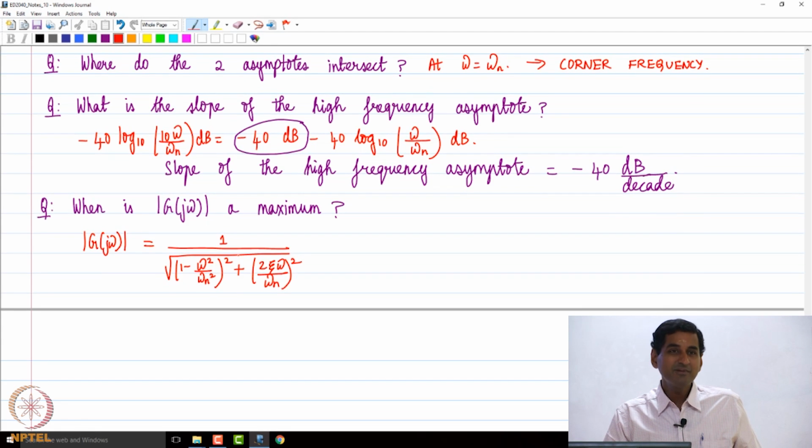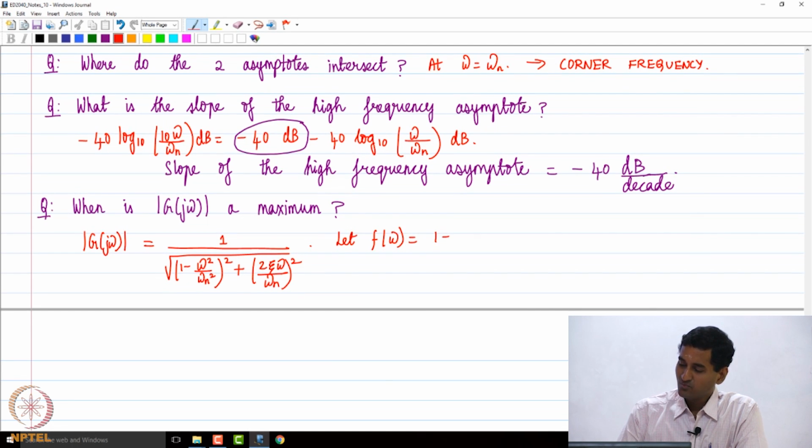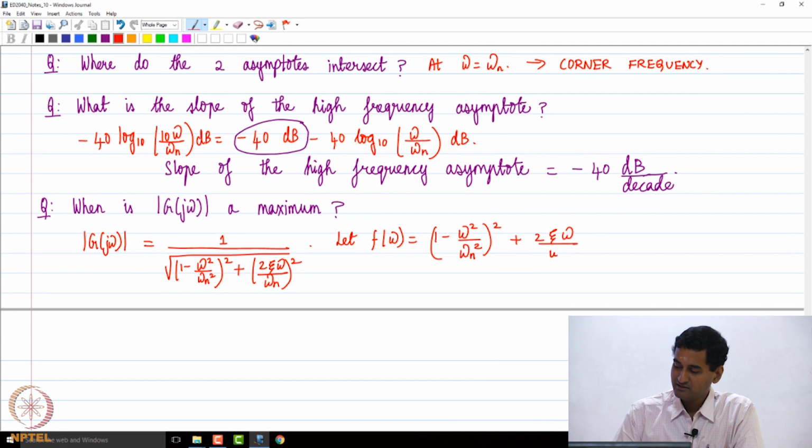But here I can use a simpler method. Since the numerator is 1, I will have a maximum where the denominator is a minimum. I can even remove the square root. So at whatever frequency the term within the square root in the denominator is a minimum, that is the frequency at which the magnitude of G(jω) is a maximum. Let us call f(ω) equal to (1 minus ω squared by ωn squared) whole squared plus (2ζω by ωn) whole squared.